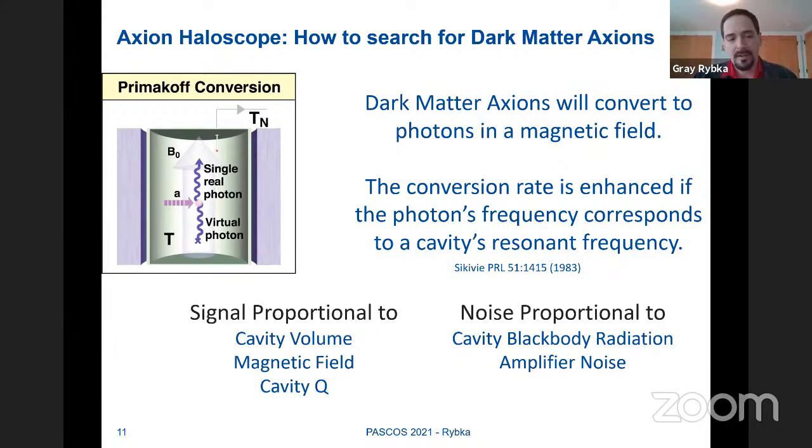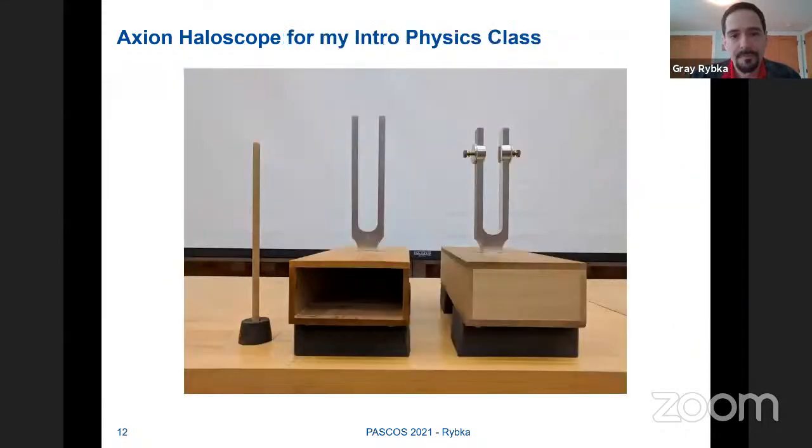So to be able to detect it, you want a big cavity volume, you want a lot of dark matter in there, you want a big magnetic field, so there's a lot of conversion of axions, you want a highly resonant cavity Q. That is to say, you want the cavity to be very resonant at that frequency. And you're going to be looking for this signal amongst a sea of noise. So you want the cavity physical temperature to be very low, and you want any amplifier noise to be very low. And that's really all there is to designing these things from first principles.